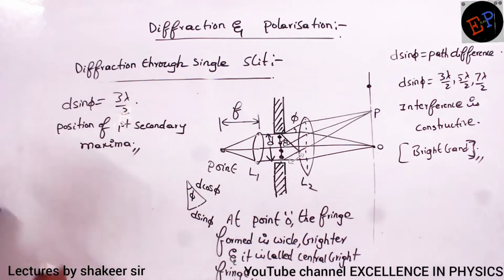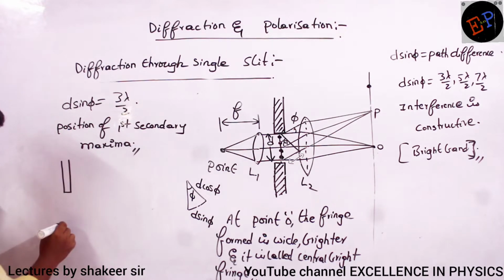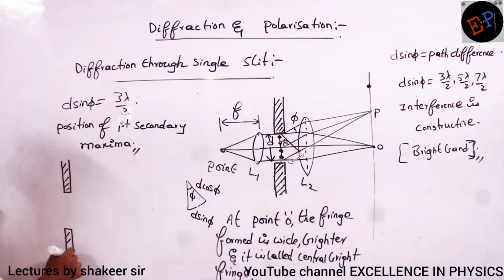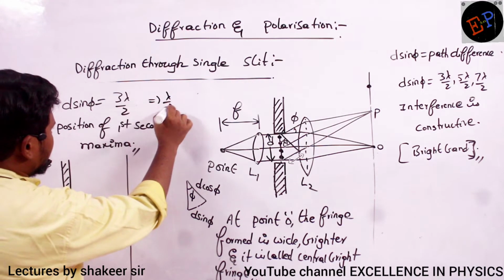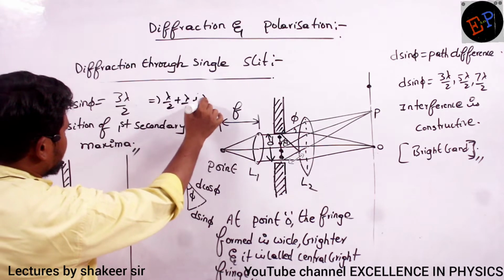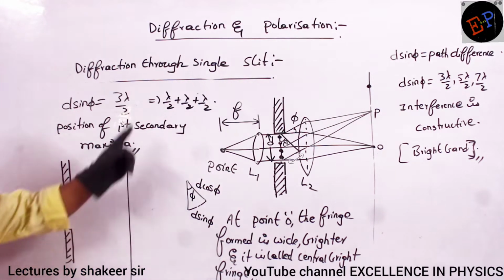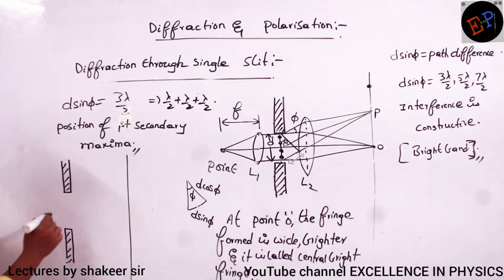Okay. Now see. This is the slit width. So listen very, very carefully, otherwise you cannot understand. This is the slit width and here is the screen. So 3 lambda by 2, I can write it as lambda by 2 plus lambda by 2 plus lambda by 2. No? Clear, no? So therefore, I will divide this figure into 3 parts.